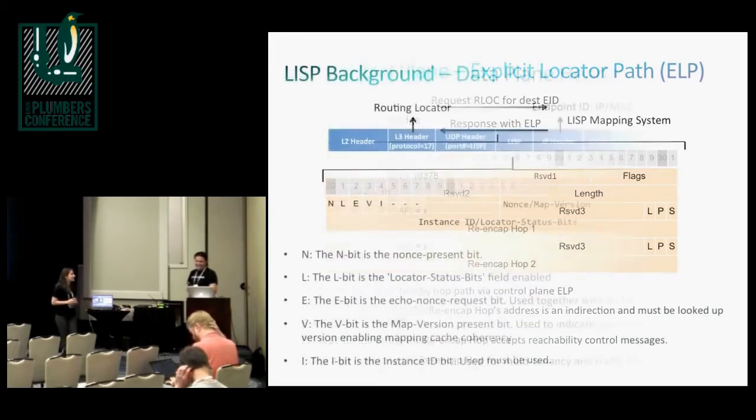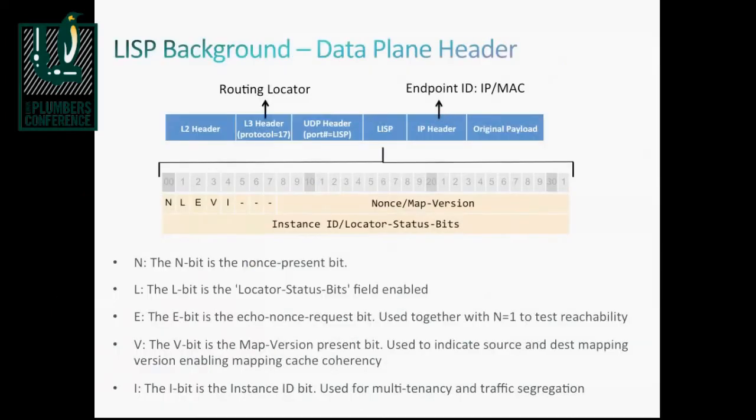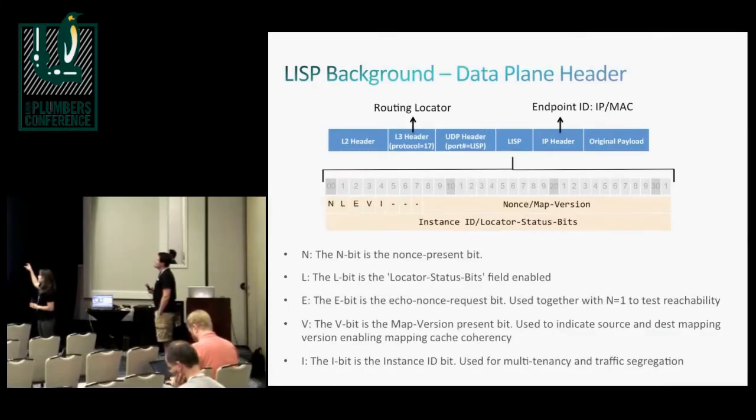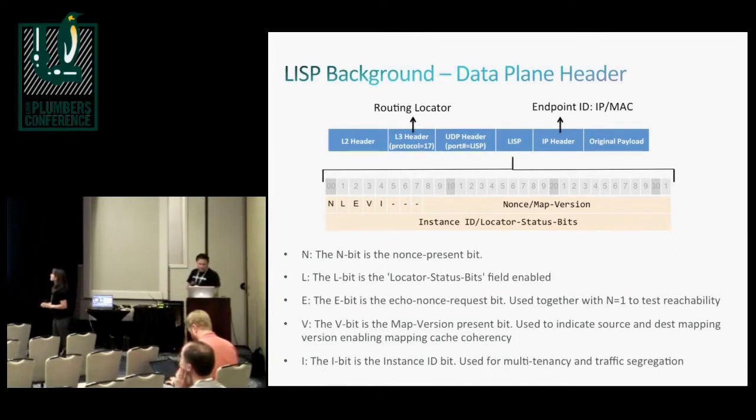Okay, next. So back to the data plane. As I said, the original version of Lisp was IP in IP. There are extensions for supporting MAC in IP as well, which would look very similar to VXLAN, except Lisp has a few more flags defined already. And so, actually, let's go to the next slide.